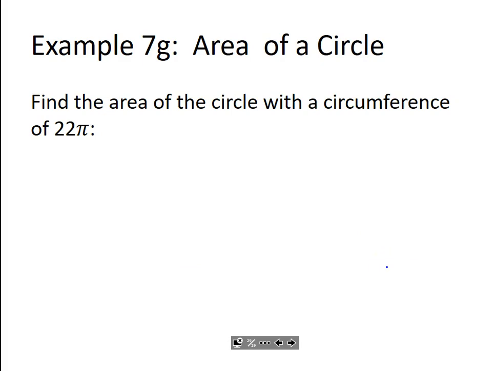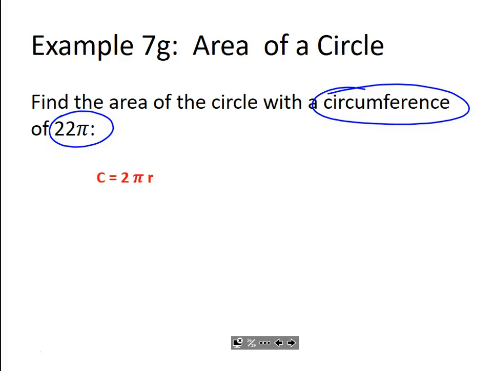Just find the area of the circle with a circumference of 22 pi. So circumference is 22 pi. So we're looking for that circumference formula. It is on your formula sheet above where area is. So this is your formula. Circumference is equal to 2 pi r. Now we know that the circumference is 22 pi, so we're going to put that in for the C right here. So we're going to say 22 pi is equal to 2 pi r.